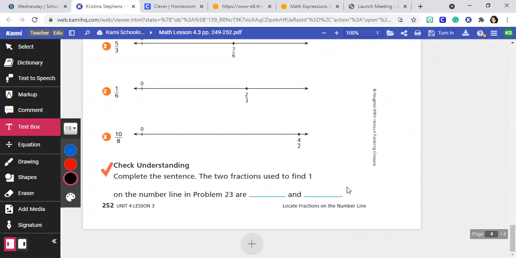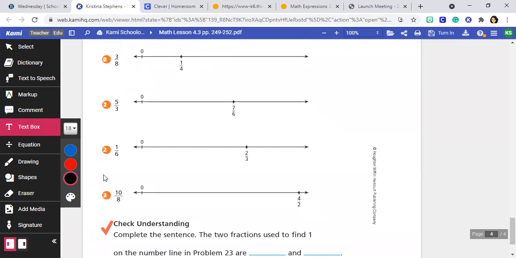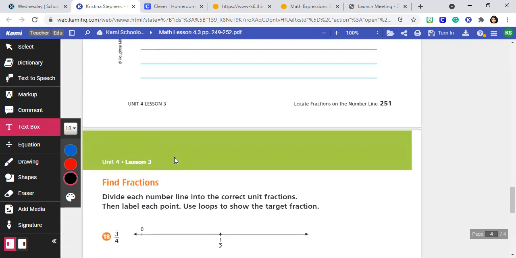And I'm going to peek at the check for understanding here. Complete the sentence. The two fractions used to find 1 on the number line in problem 23 are blank and blank. And I don't know why my numbers show up wonky on here, but I think that's it right there.